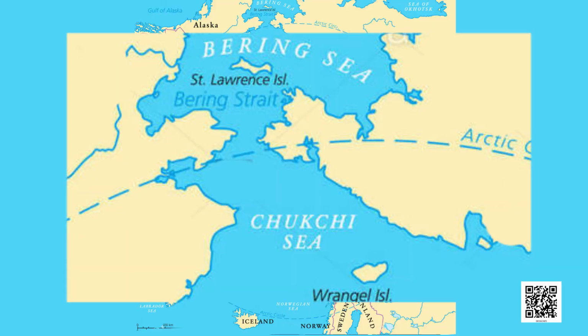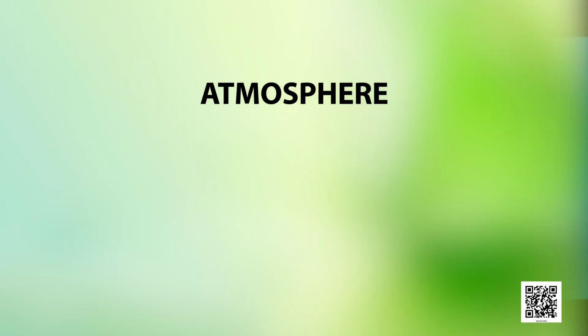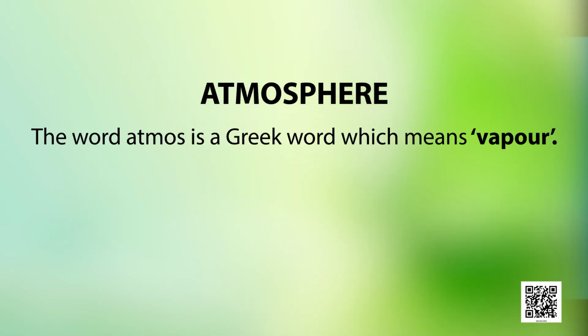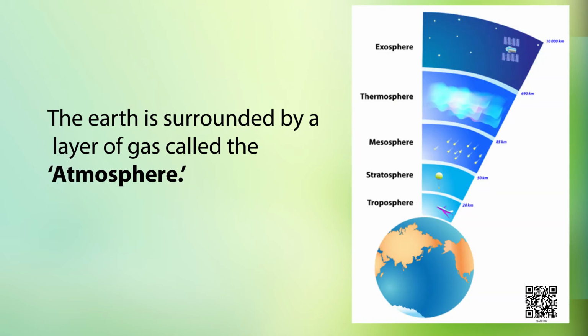Now let's talk about atmosphere. The word atmos is a Greek word which means vapor. The earth is surrounded by a layer of gas called the atmosphere. This thin blanket of air is an integral and important aspect of the planet. It provides us with the air we breathe and protects us from the harmful effect of the sun's rays.